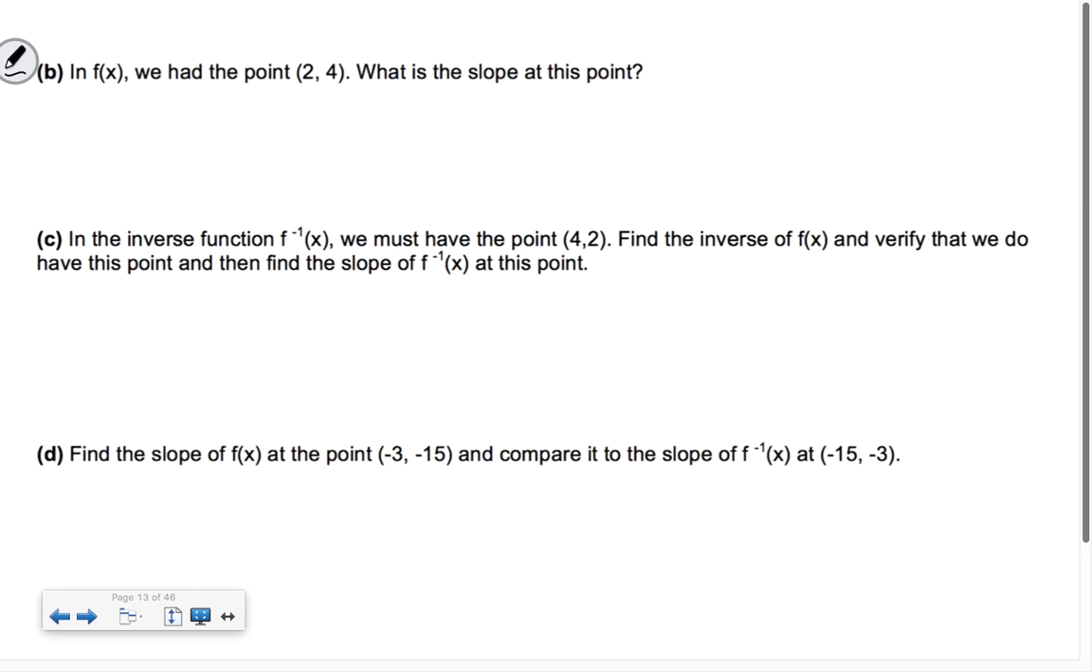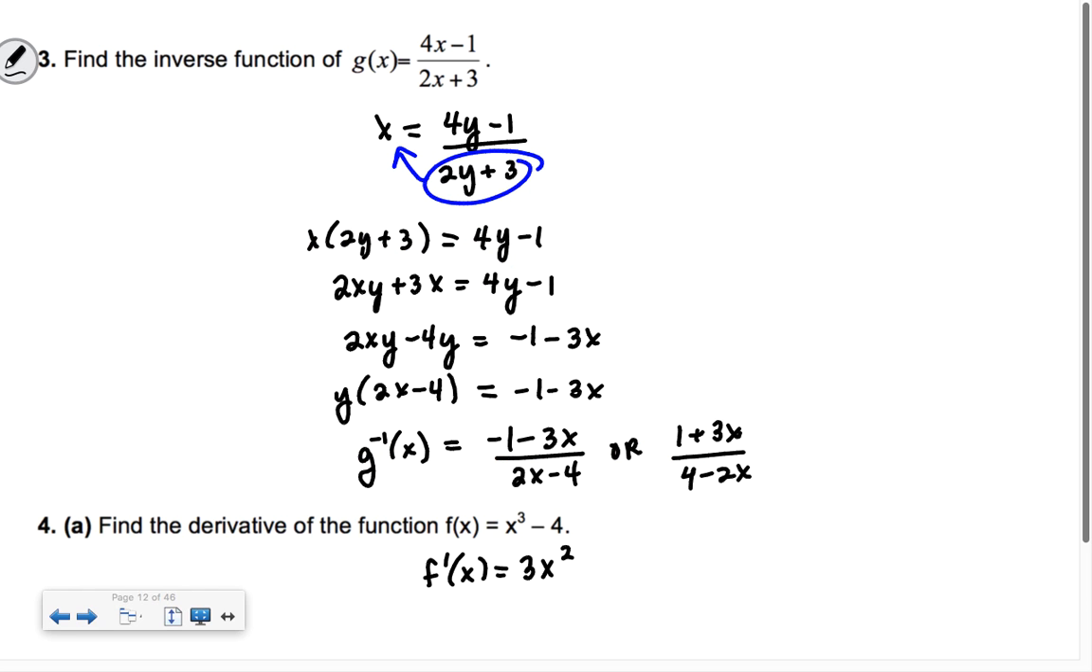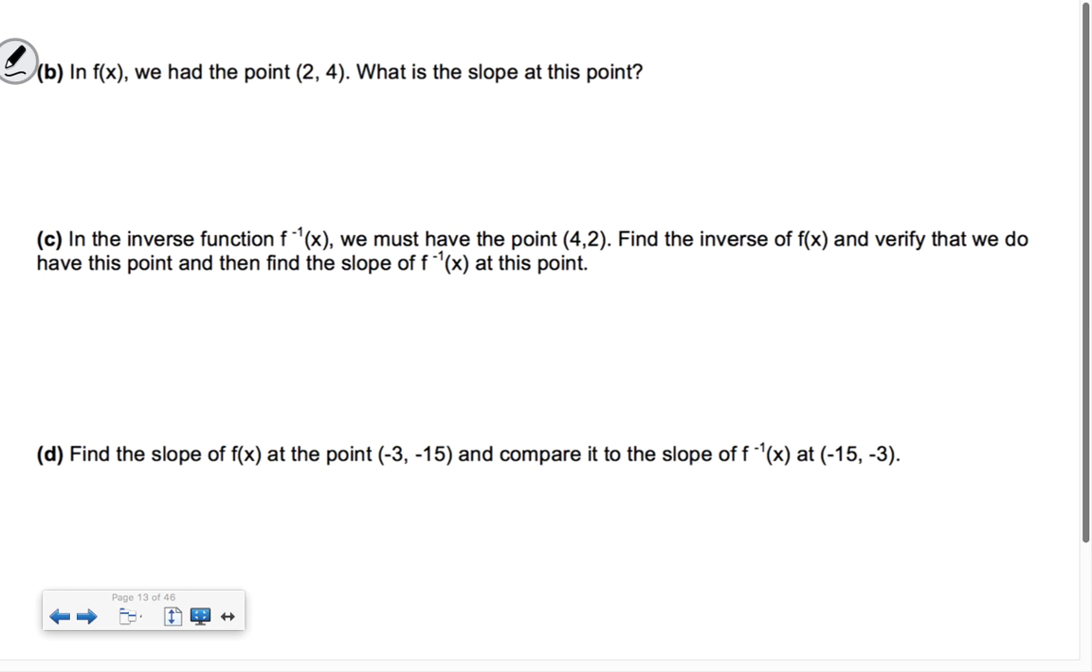All right, and then it says, in f of x, we have the point 2, 4. If you plug in 2 to the original, do you guys see it? You get 2 cubed is 8, minus 4 is 4. So you do get the point 2, 4. It says, what is the slope at that point? We knew that f prime of x was equal to 3x squared. So the slope at an x value of 2, we just plug in 2. We get 3 times 2 squared, which is 12. So the slope would be 12 at that point.